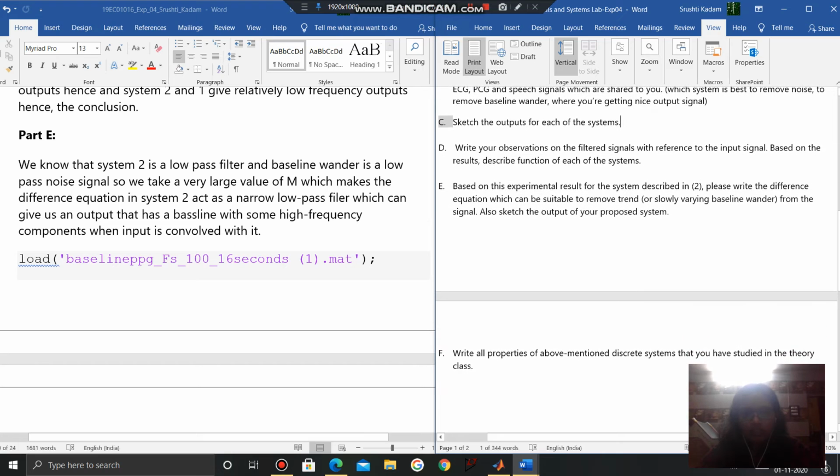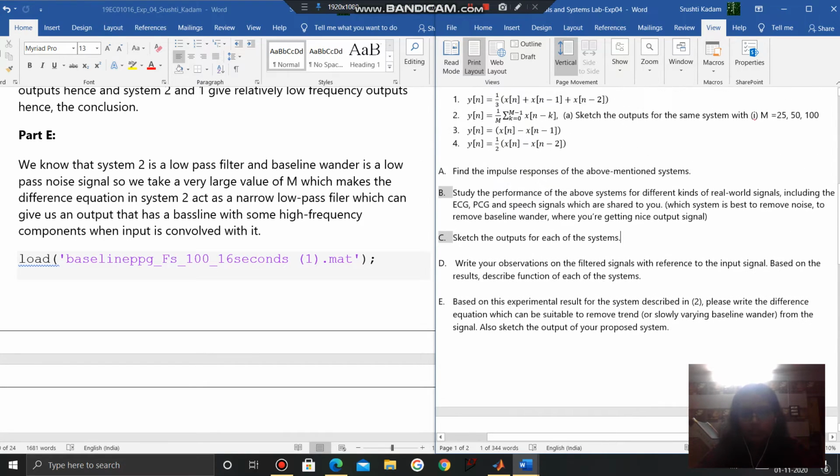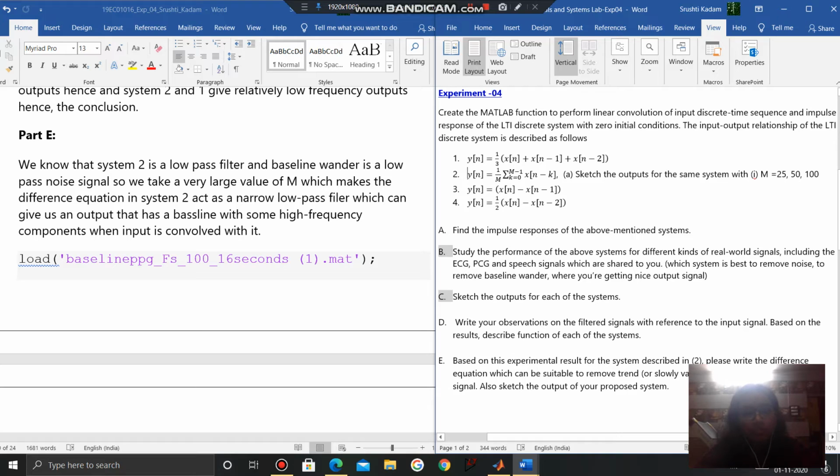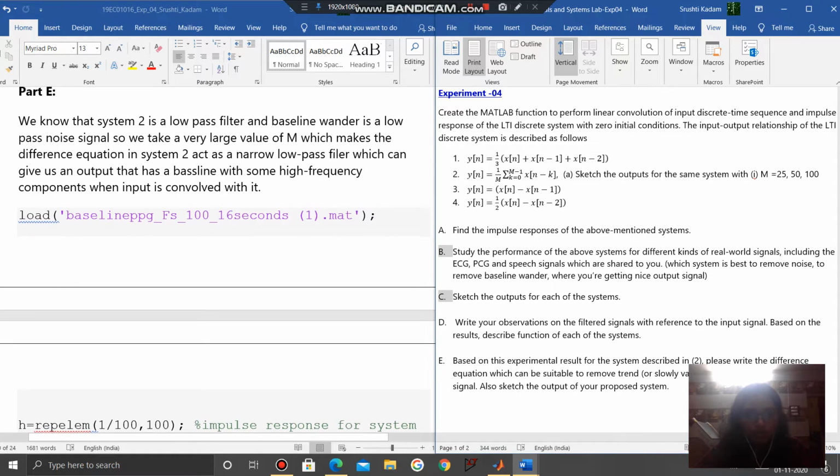Next is part E. Based on system 2 that we have over here, we are supposed to decide on a value of capital M which is good enough to remove the baseline wander from our signal that is called baseline PPG. What we know is that system 2 is acting like a low pass filter, and your baseline wander is basically a low frequency signal. So we take a large value of M, just 100, which makes the difference equation in system 2 act as a narrow low pass filter, which can give us an output that has the baseline with some high frequency components removed when the input is convolved with it.